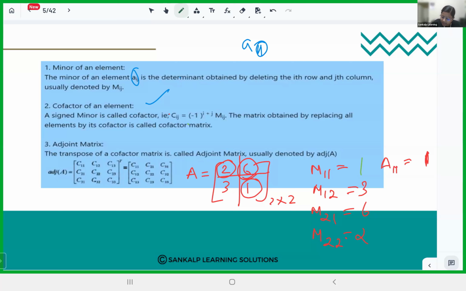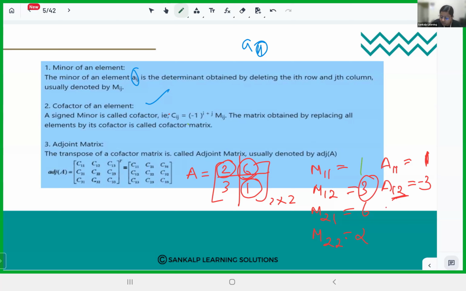Okay, if the answer is an odd number, if you consider A12, 1 plus 2 is 3. It is an odd number. Now you have to change the sign of that value. Which value? The minor value. Minor value is 3. Now you have to change it into minus 3. Since here it is an odd number, you have to change it into the opposite sign. So it will become minus 3. So this is known as signed minor.